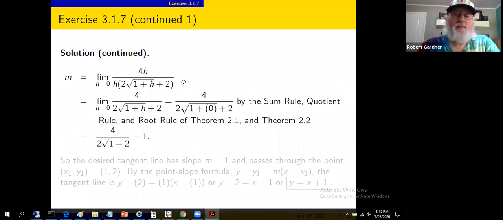Okay, this is where we left off on the previous slide. We got a 4h in the numerator. Oh, we got an h in the denominator as well. Can you just cancel those h's in a limit? Yeah.